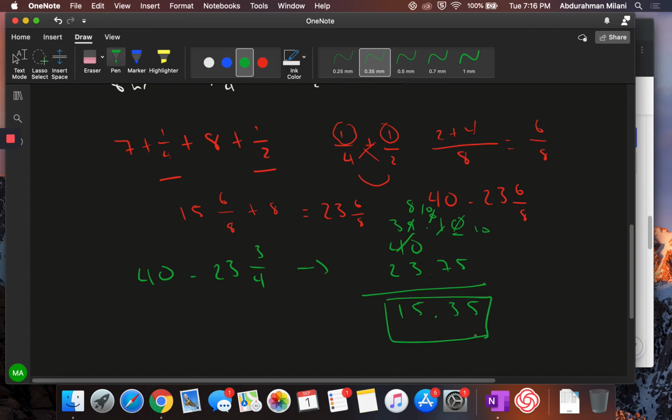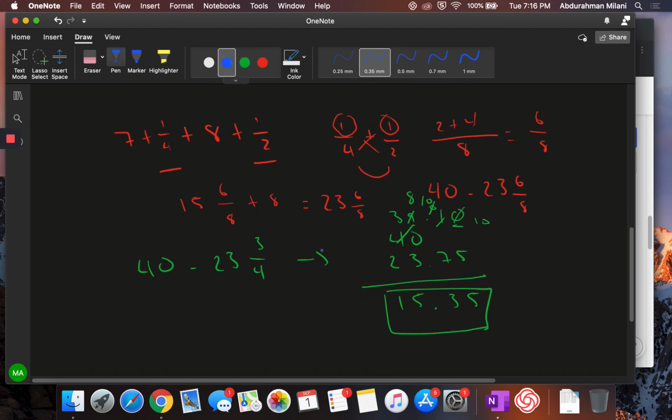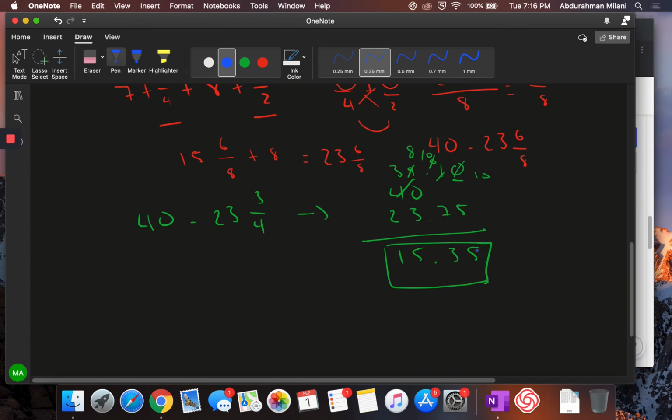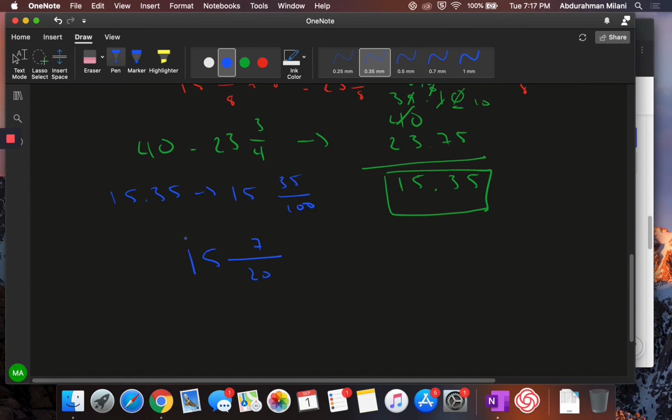15.35. If we want to turn this into a fraction, all we got to do for that decimal is put it over 100. So 15.35 is the same thing as saying 15 and 35 over 100. If we want to reduce this, let's find a common factor, which would be 5. We can do 7 over 20. And that would be our answer. That would be the same thing as that number right there. So either answer is acceptable.